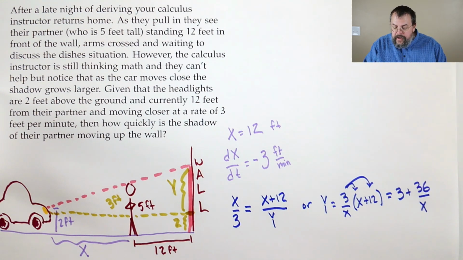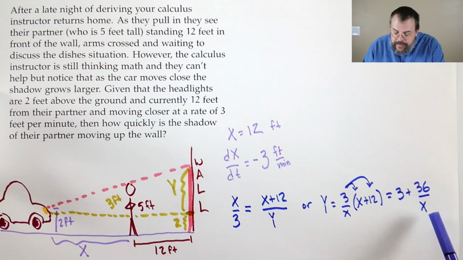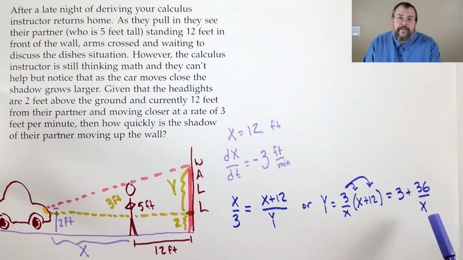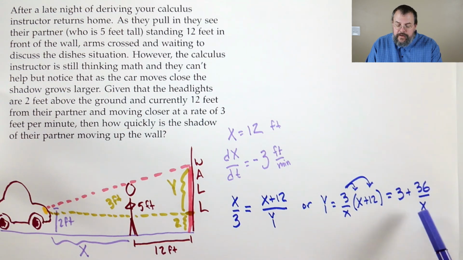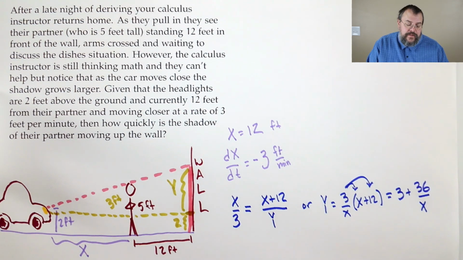Good. Now you might ask the question, is this reasonable? One thing you could think of is, what would happen if x were very, very far away? So if x were large, this would say that the height of your shadow should be 3. Does that make sense? Well, the answer is yes.